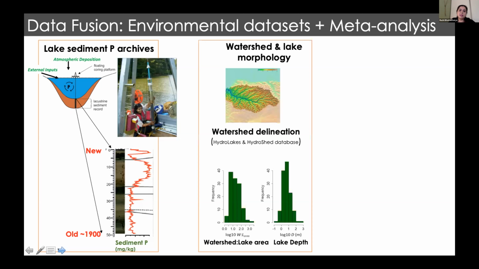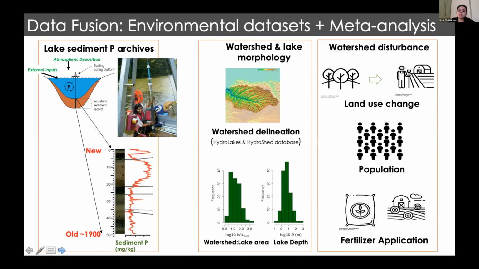And then we delineated watersheds for each of these lakes and found out information about the morphometry, so for instance, lake depth and watershed to lake areas. And finally, we used this information to find out information about watershed disturbance trajectories. So for instance, percent of crop, how that has changed through time, population density, fertilizer applications from 1900 till say 2016.